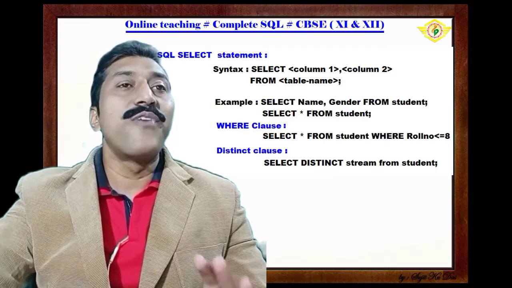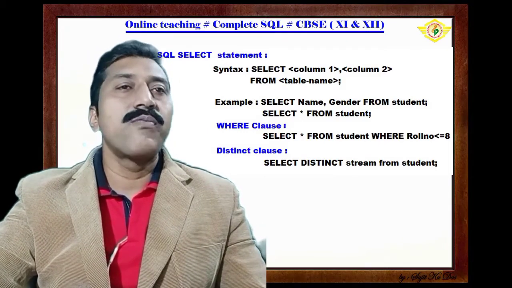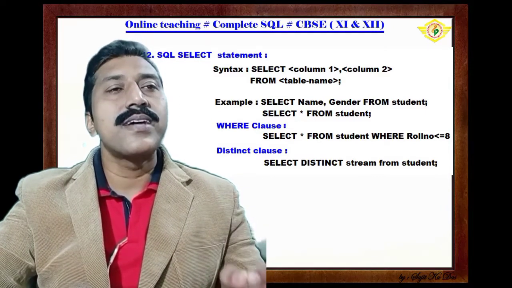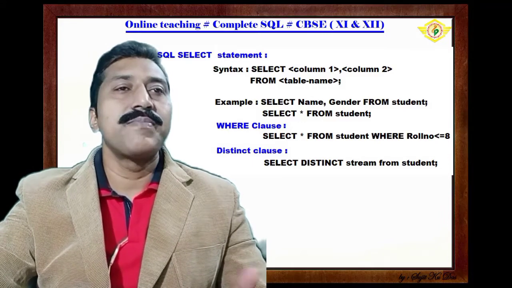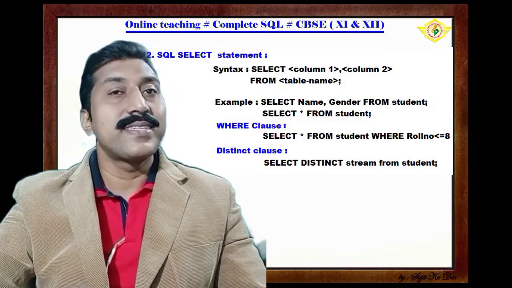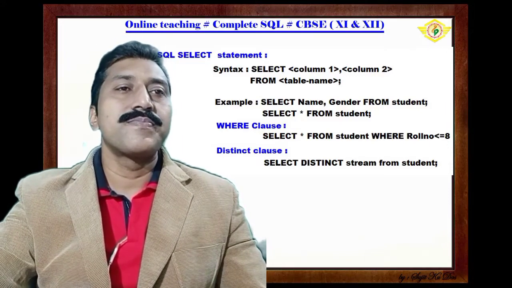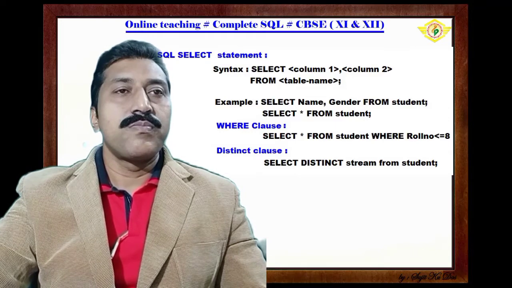Next, using the where clause. In this case, we can just add one where clause. Select star from student where roll number less than 8. It means it displays only those records whose roll number is less than 8. Understood, I think. Okay.